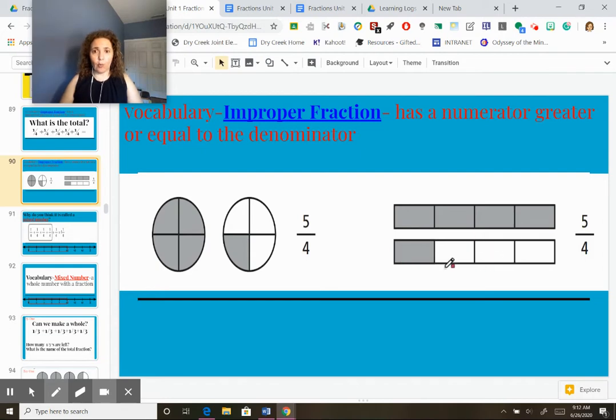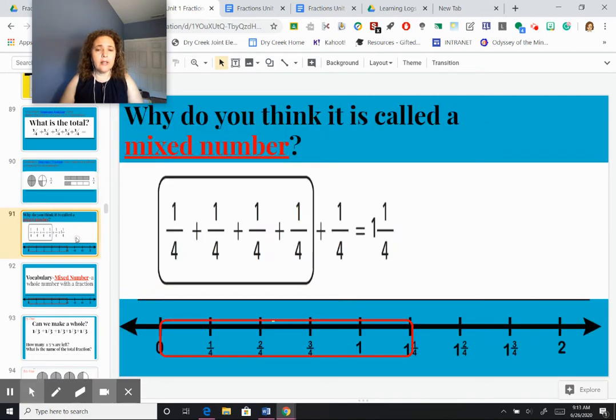Or I can do it with rectangles. It's the same thing. The 4 tells you how it's split up. It's split up into fourths. 5 tells you how many you have. 1, 2, 3, 4, 5. Just a different way to look at it, okay? All right, another way to see that is to see it on the number line or as a mixed number. So stop the video and write down mixed number. Well, you can wait a second because I'm going to have the definition on the next slide, sorry.